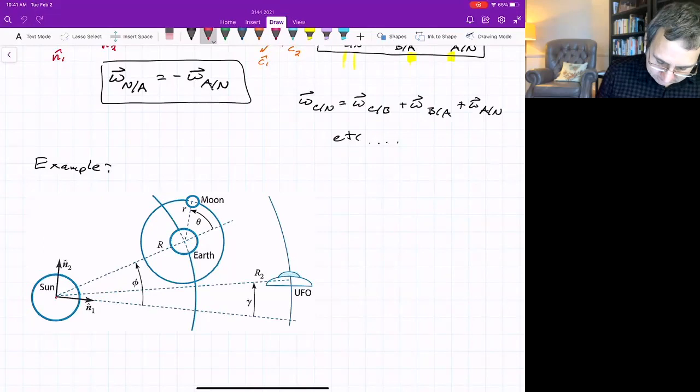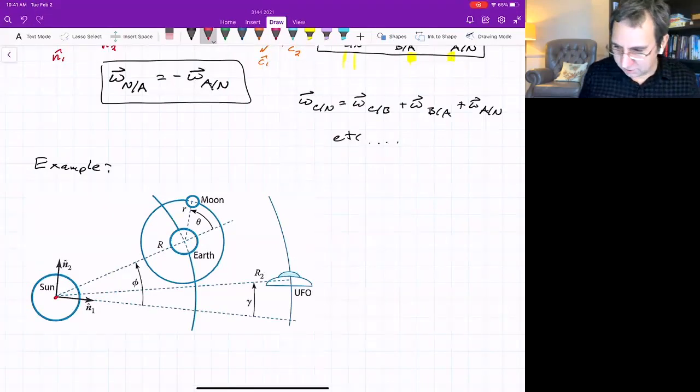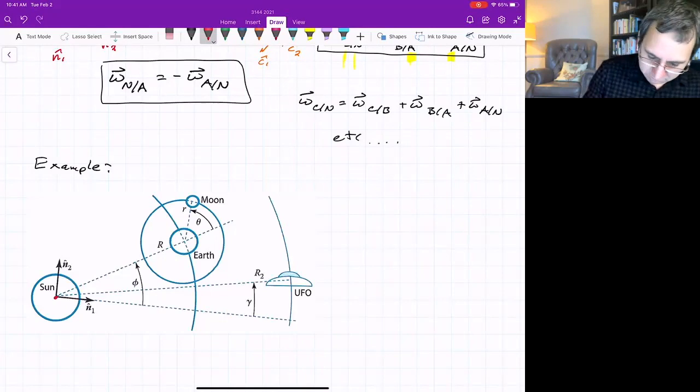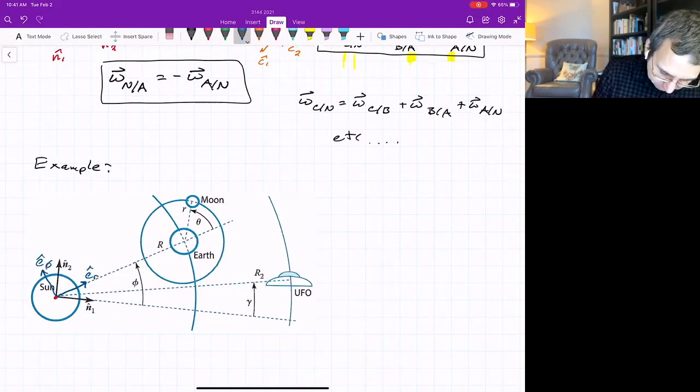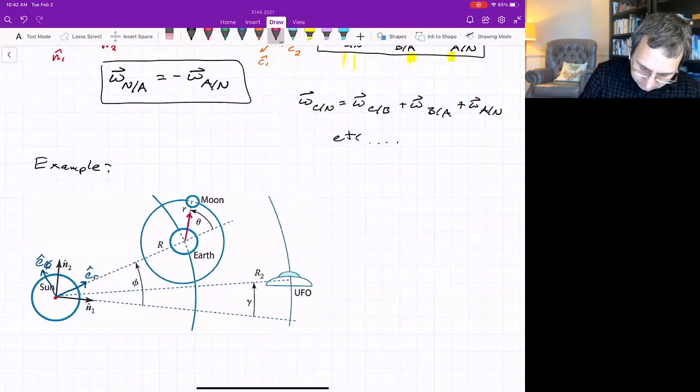We've got this N frame fixed in the sun. And then I want you to think of an E frame that's moving with the Earth. In that frame, we'll write it this way, E_r, E_phi, because we're using phi to describe the angle. And then for the moon, there's another frame. Maybe I'll use maroon or something. So let me use M: M_r, and then M_theta.